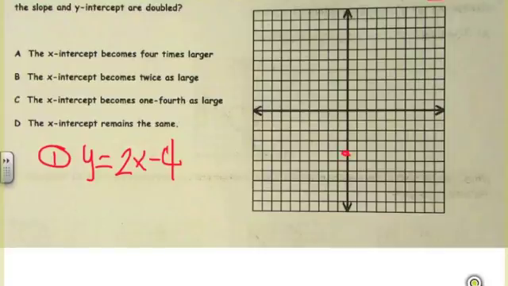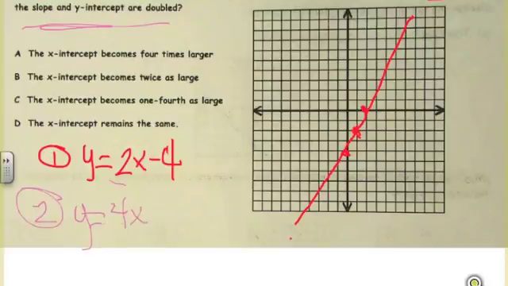Okay, so line 2, the slope and the y-intercept are going to be doubled. So my new equation is y equals 4x, multiplying 2 times 2, and my y-intercept is also doubled, so it's minus 8. I plot starting with my y-intercept. And my slope is the same, right? No, it's not. It's steeper. It's up 4 over 1. I'm going to go up 4 more over 1 because that's my x-intercept.